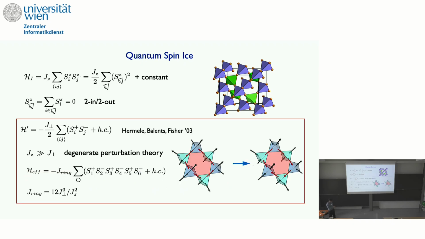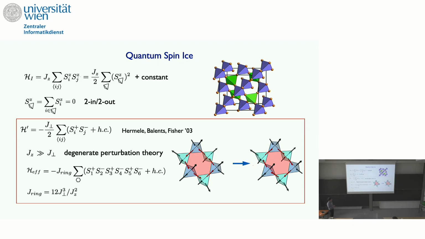In order to make this quantum, you just add a transverse interaction so that you now allow fluctuation of the spin. You have this XY-type interaction here. Then in the limit that your transverse coupling is much smaller than the Ising coupling, you can do a degenerate perturbation theory. Within that degenerate manifold, you end up with this 6-spin ring exchange interaction around the hexagonal loop on the pyrochlore lattice.